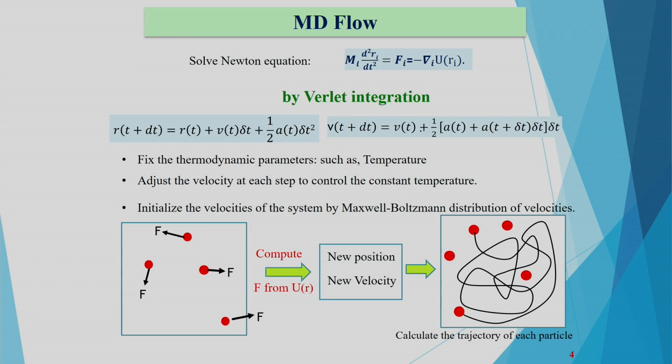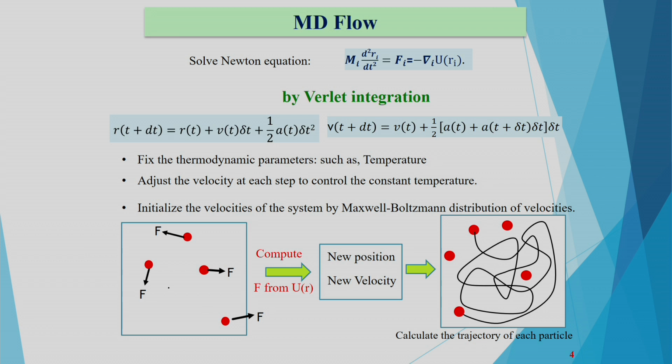So, the initial velocities are taken from a distribution, and that distribution is called the Maxwell-Boltzmann distribution, which is simply a Gaussian distribution. And then of course, using this algorithm, you calculate the new positions and the new velocities of these particles.